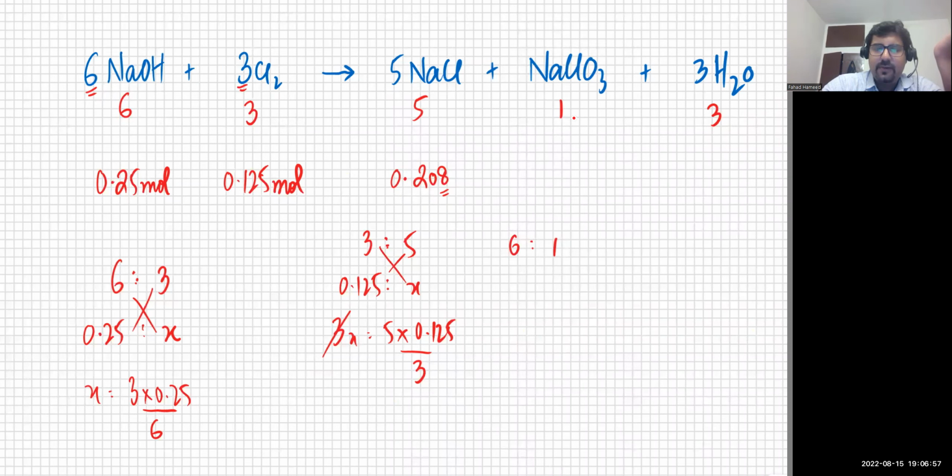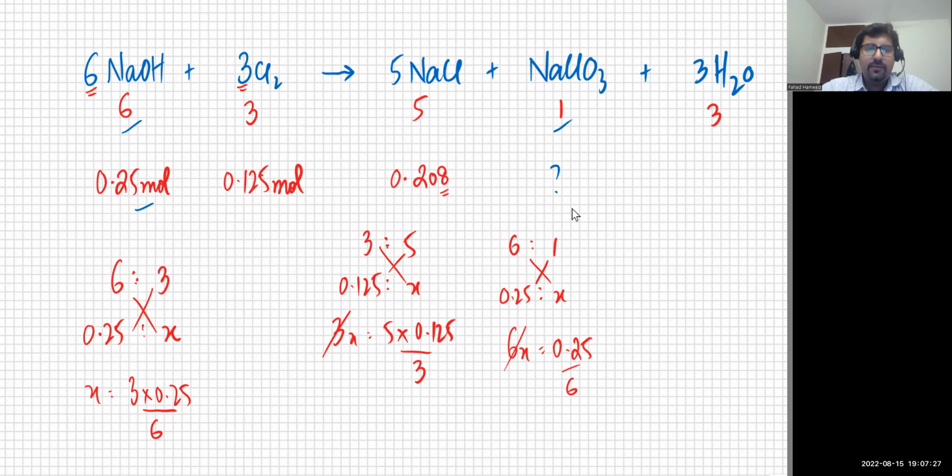So 6 produces 1. So 0.25 is going to produce x. And we can cross multiply, and it's going to be 6x is equal to 0.25 and divide by 6. So what do we get for this? In this case, I'm using this ratio, 6:1, 0.25 ratio, the unknown x. So what do we get for this?